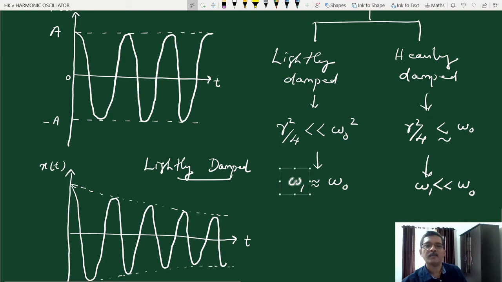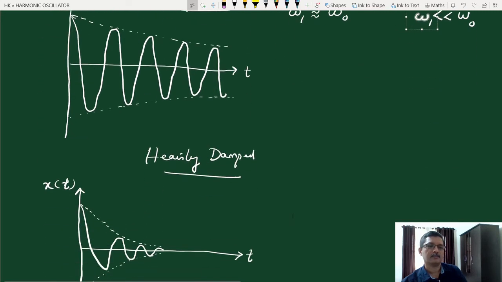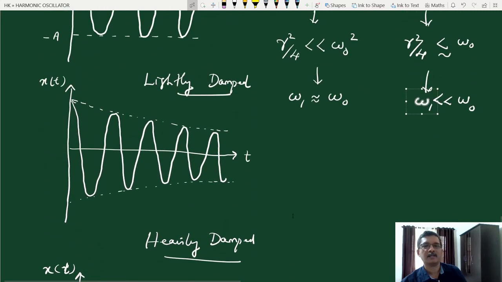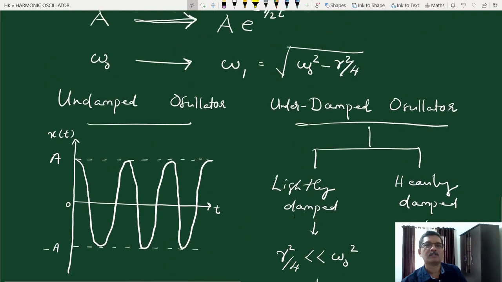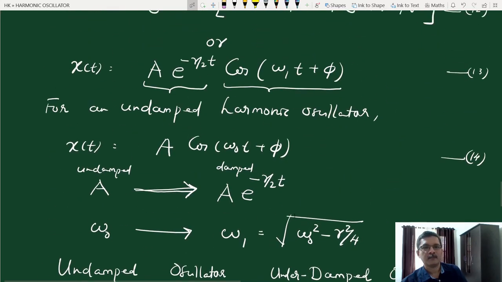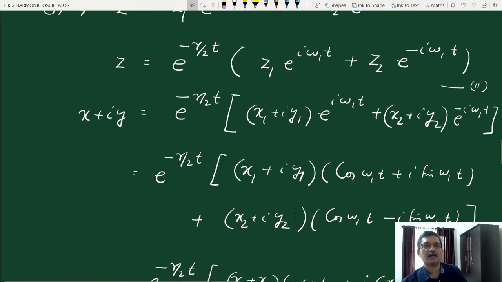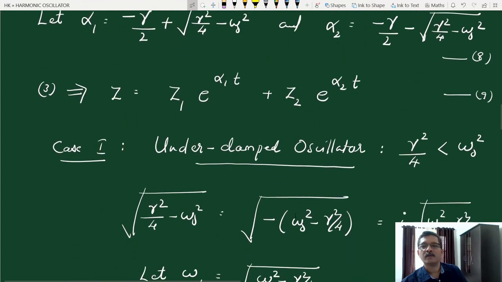Now in the lightly damped case, this new frequency omega 1 will be very close to omega 0. It's almost like an undamped oscillator. But in the heavily damped case, omega 1 will be very small compared to omega 0. So that depends upon the relative values of the damping constant and the natural frequency. This is the situation for an underdamped oscillator, where gamma square by 4 is less than omega 0 square.